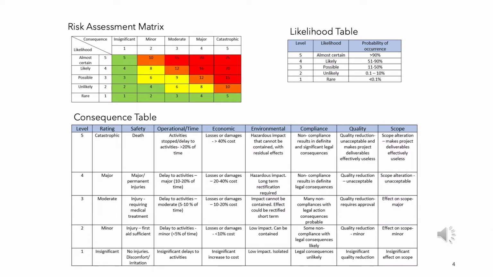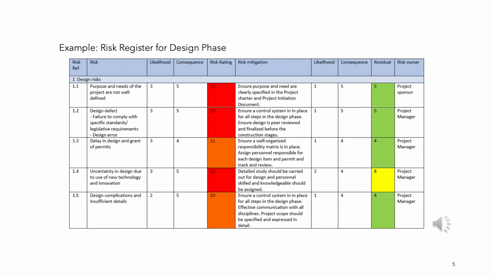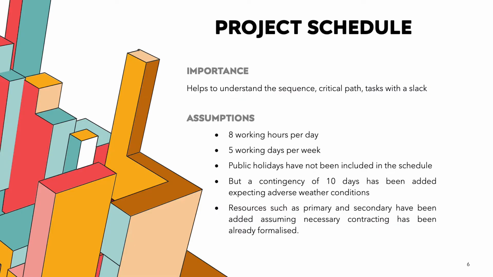This slide shows the risk assessment matrix that is used in our project, as well as the likelihood table and the consequence table. A risk register summarizes the outcomes of the risk management process. Shown in this slide is the risk register for the design phase of our project.